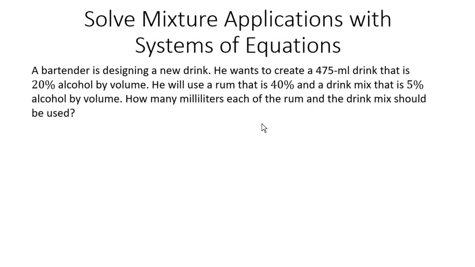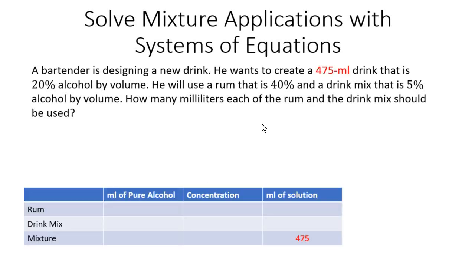So we're going to do it the same way. We're going to set up a table. And in the table, we're going to have one row for rum, one row for the drink mix, and one row for the mixture. And the mixture, the combination of the rum and the drink mix, is going to be 475 milliliters. That was given. So this is the drink we're creating on that last row. Now we're going to use a 20% rum.